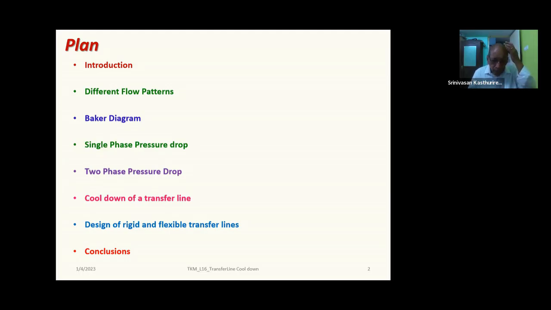Let us see. Okay. Then we will discuss how to design a transfer line, the rigid line or flexible transfer line, etc. Of course, one can also find out the performance of a transfer line by conducting experiments and so on. That may not be part of this particular talk. We may discuss it later, and we'll conclude this talk. Okay, is that okay?